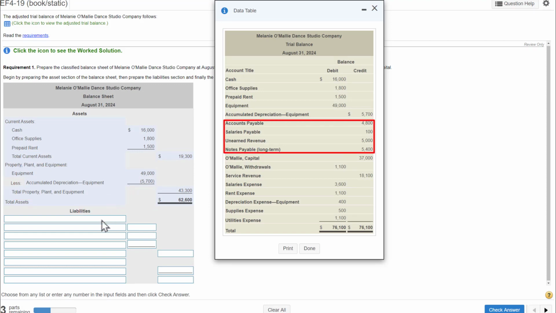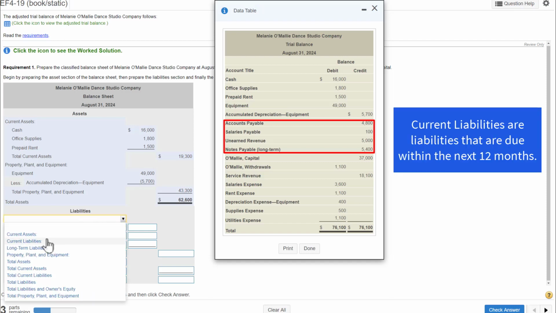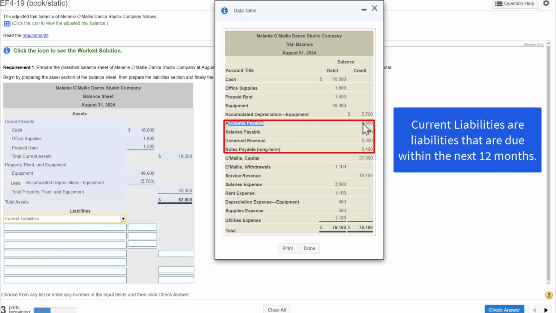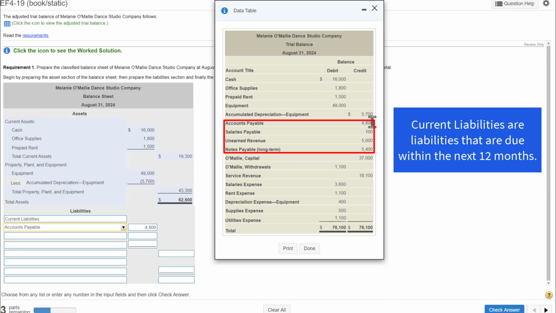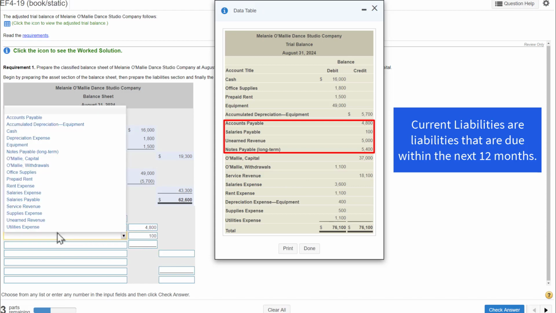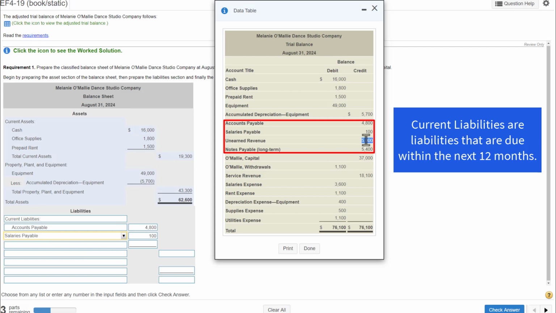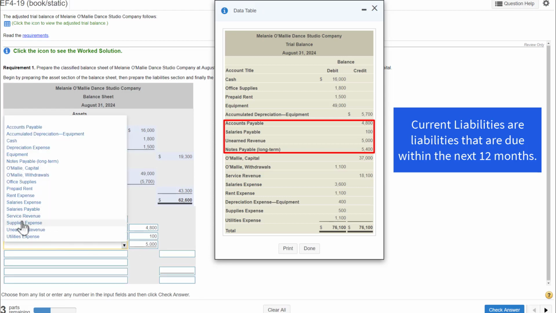Now we've got our liabilities. We need to separate them into current liabilities and then long-term liabilities. So accounts payable is definitely due to be paid within probably the next 30 days. So that is a current liability. Salaries payable. The next payday is within the next 2 weeks probably. So that's definitely a current liability. Unearned revenue. That is a liability, and that's a current liability also. You expect to get rid of that liability within the next 12 months.